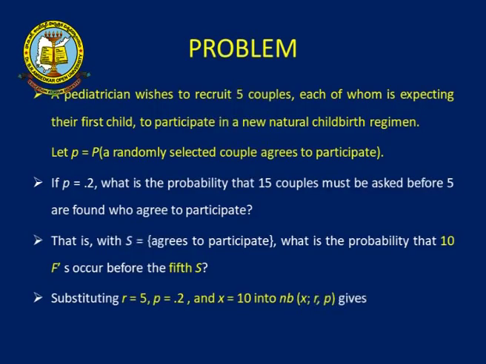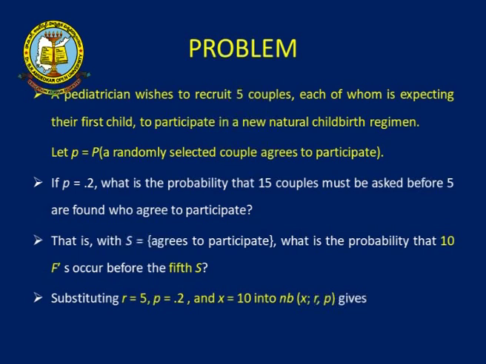A pediatrician wishes to recruit 5 couples, each of whom is expecting their first child, to participate in a new natural childbirth regimen. Let p be the probability that a randomly selected couple agrees to participate. The second condition, p is equal to 0.2.